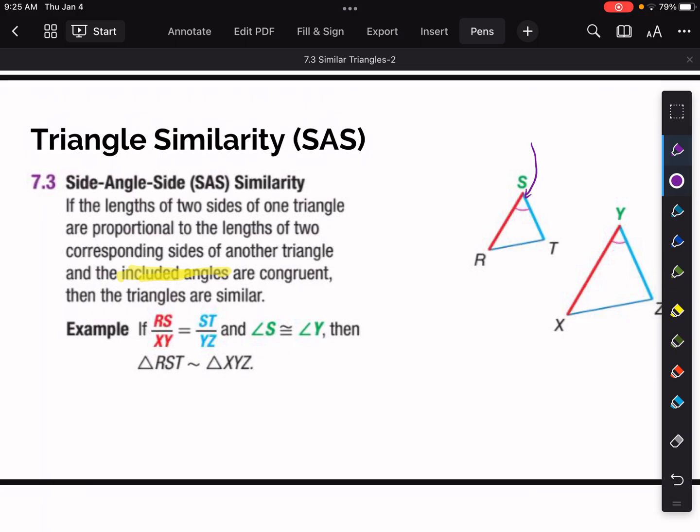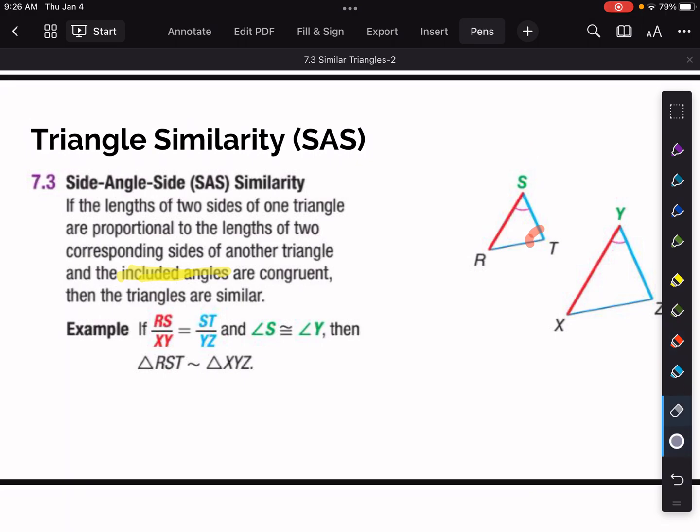In other words, the angle that would not work here, so this would be a non-example, is if it said something like this, if it was looking at this angle and this angle, that would not be an SAS. That would be a side-side angle, and we know that there's no such thing as a side-side angle or an angle-side similarity statement, because there's two possibilities there. So it has to be sandwiched in between the proportions that we're creating. That's very important for this one.